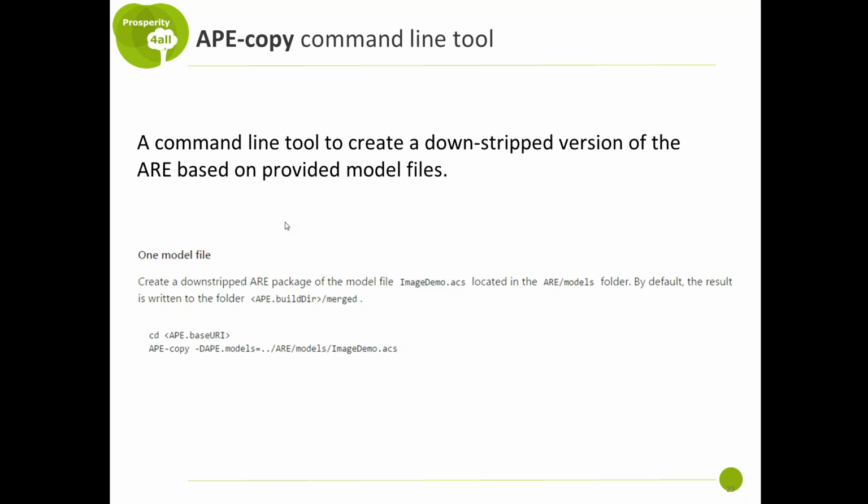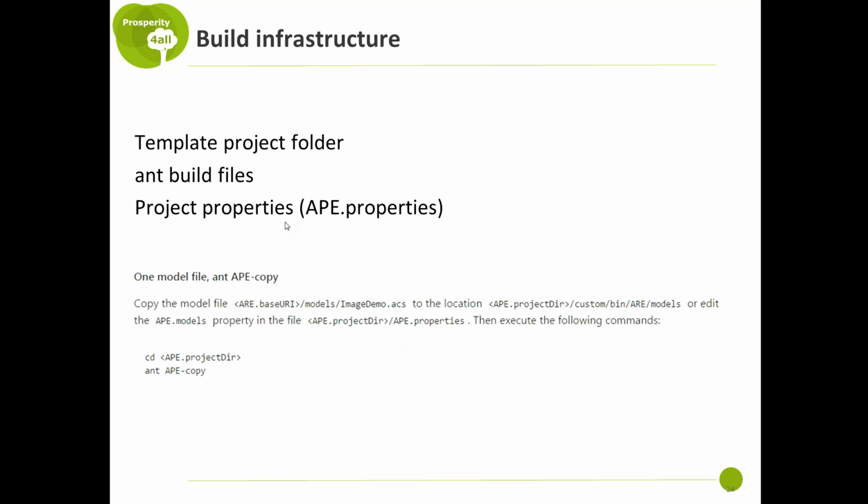The second option is to use the build infrastructure and the project template. And if you want to use that, you would copy or save your model files to the project directory into a subfolder, and then go into the project directory and call ape copy.